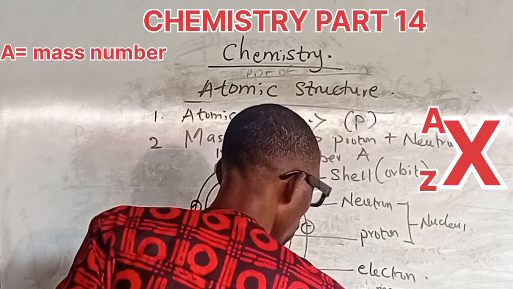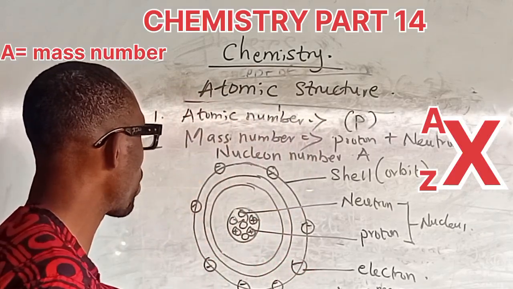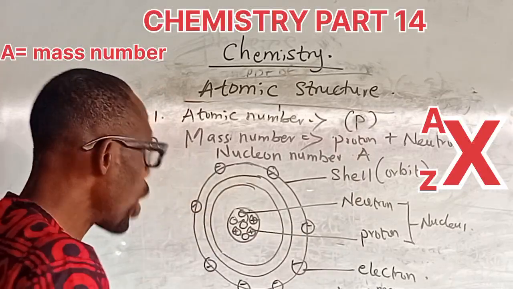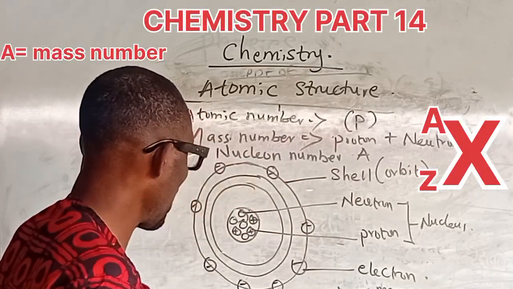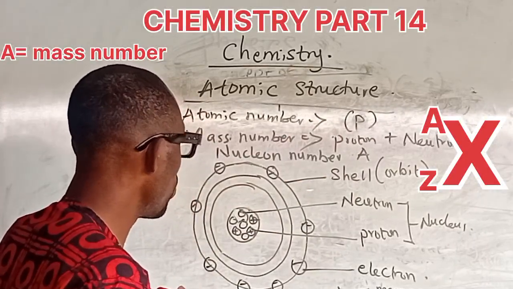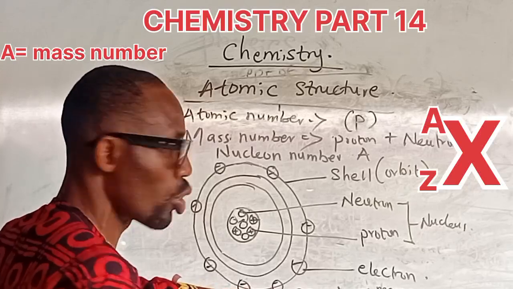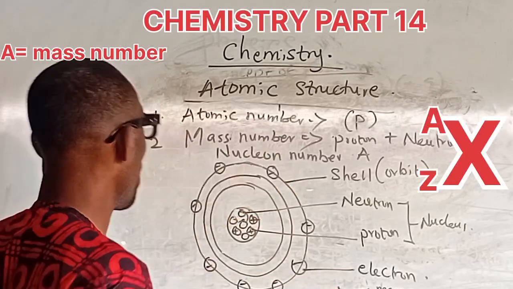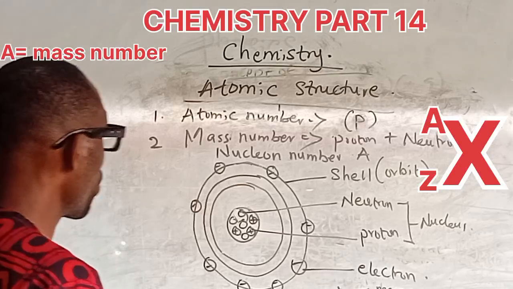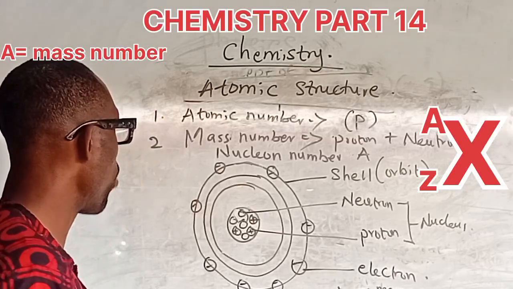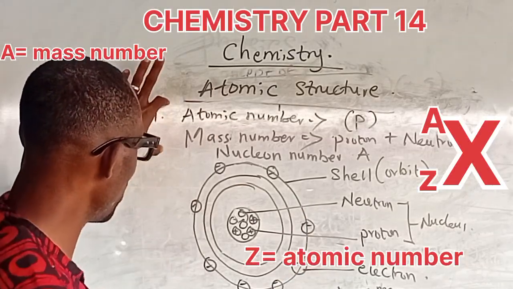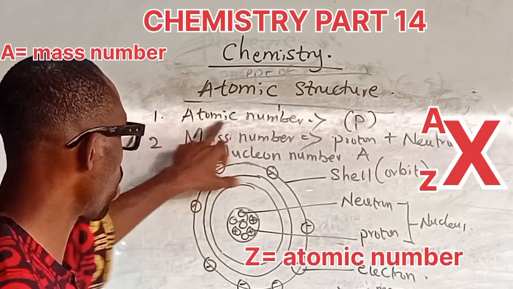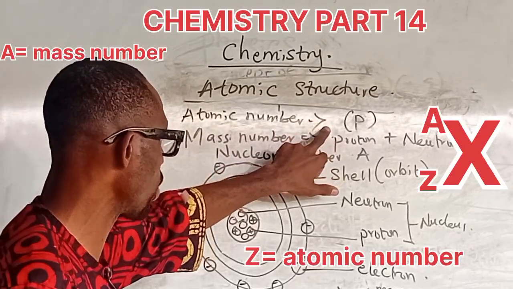And this atomic number, this Z, is the number of protons. The atomic number is the actual number of protons in the nucleus of an atom. This one is the number of protons and neutrons, which means you are adding them in the nucleus of an atom. So with this, we come to the end of the structure of an atom and its relationship with the atomic number and mass number.